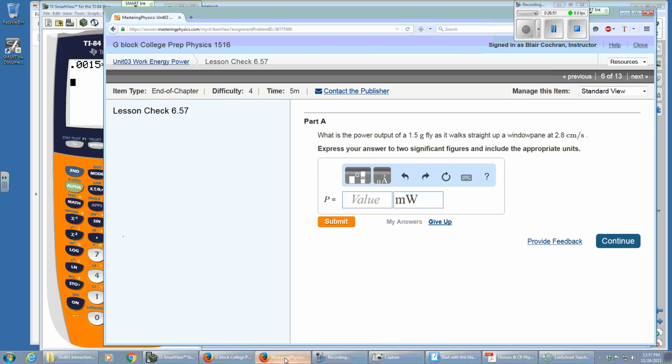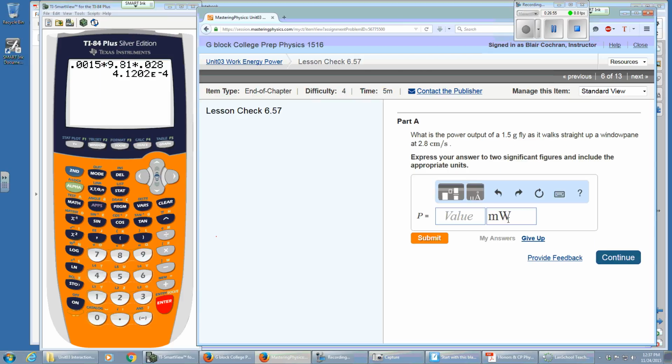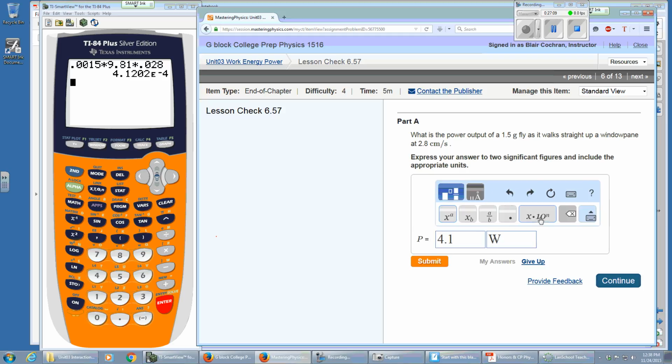And I get a really small number. So I'm going to get rid of the milli. And I'm going to put in, see, it wants 2 sig figs. So I'm only going to put in 4.1. That's 2. The 2 doesn't cause the 1 to round up. Times 10 to the -4.